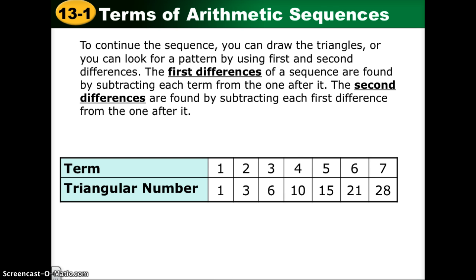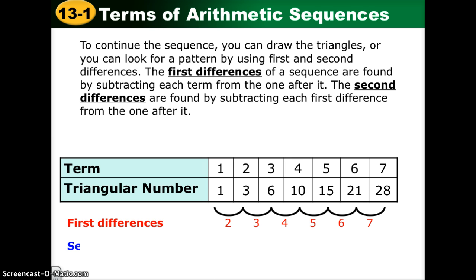So we have 7 terms in our triangular numbers. For our first differences, we look at the difference between 1, 3, 6, 10, 15, 21, 28. So there, it goes from 2 to 3 to 4. We're adding 1 each time. Second difference shows that commonality. So our second difference breaks down what our pattern and our first differences are.